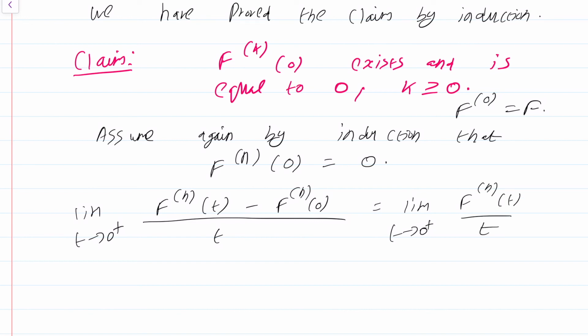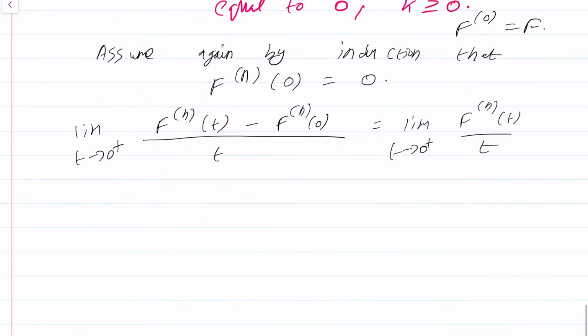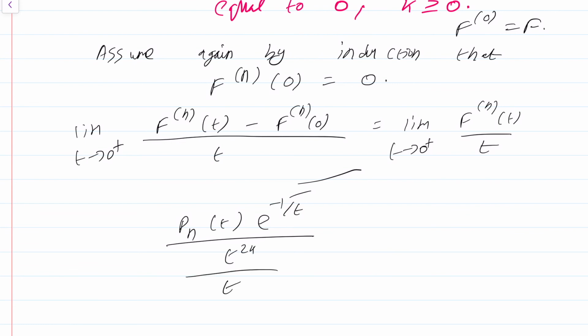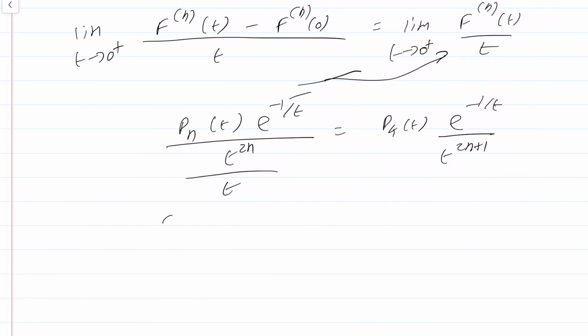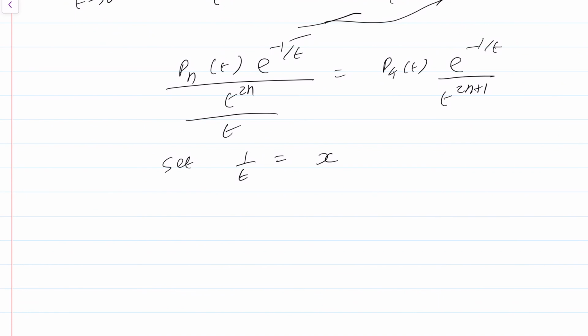Now you might understand why we tried to claim that f^n(t) is of a particular form. What is f^n(t)? This is just p_n(t) e^(-1/t) divided by t^(2n). That's what the expression inside is going to be. So this is just p_n(t) e^(-1/t) divided by t^(2n+1). Now set 1/t to be equal to x.